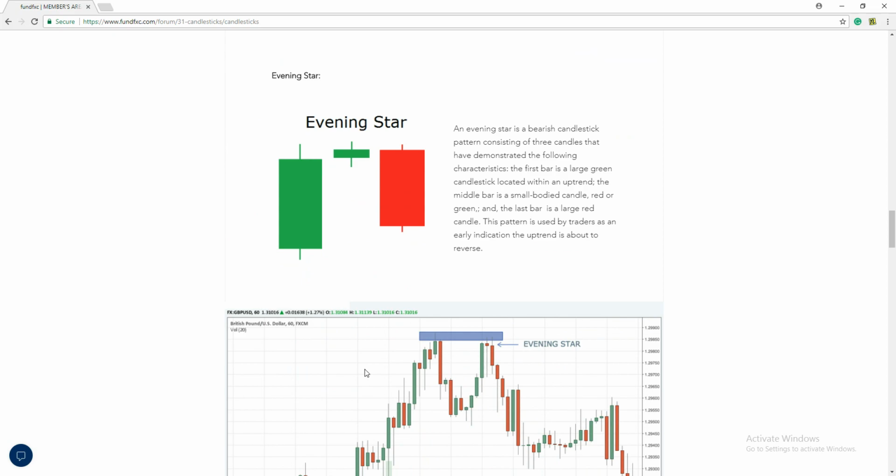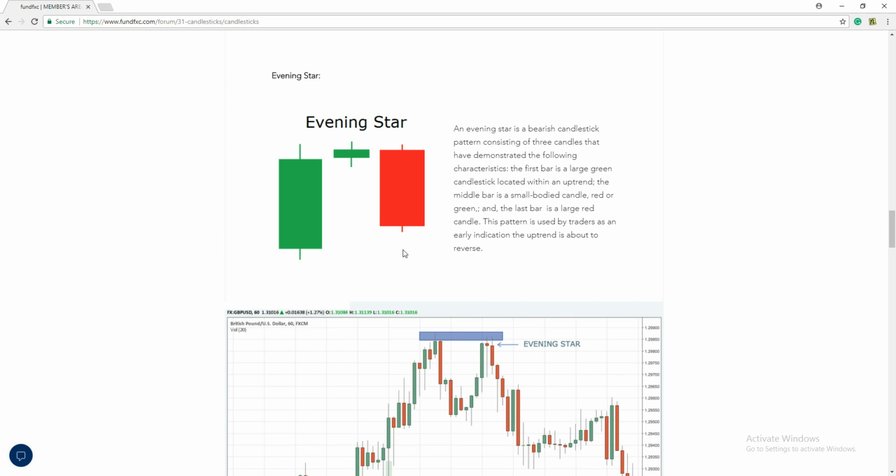Ideally, the evening star consists of 3 candles or more. As you can see, this is a textbook example where we have 3 candles perfectly in the shape of a U. An evening star can consist of more than just 3 candles. It can consist of 3 to 5, even sometimes 6 candles. As long as the shape of the U is there, it is an evening star.